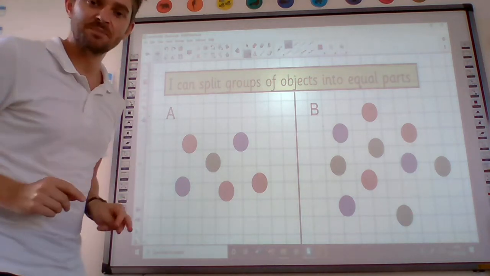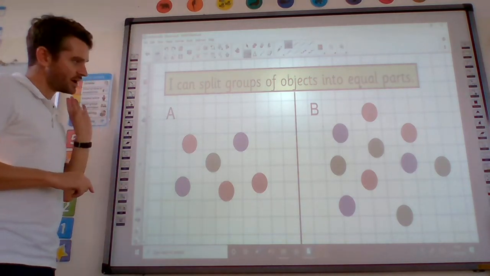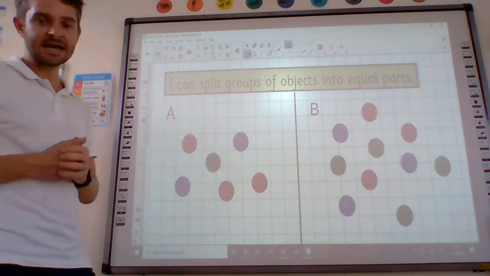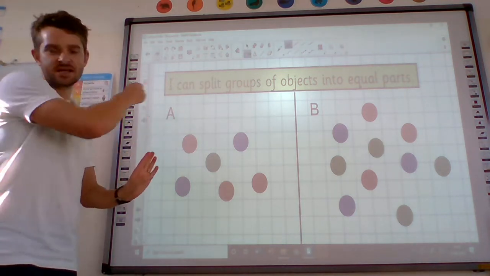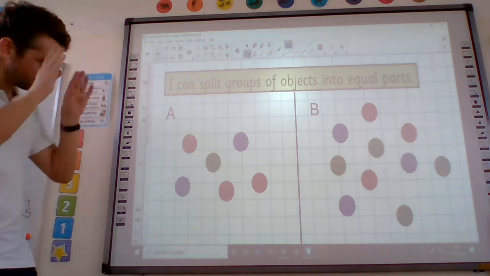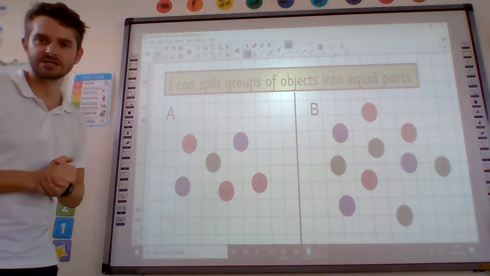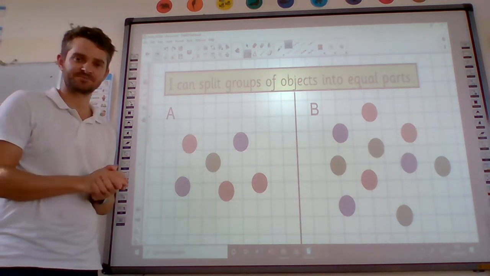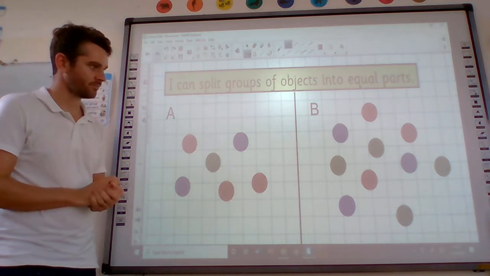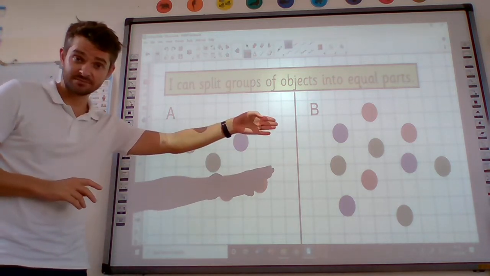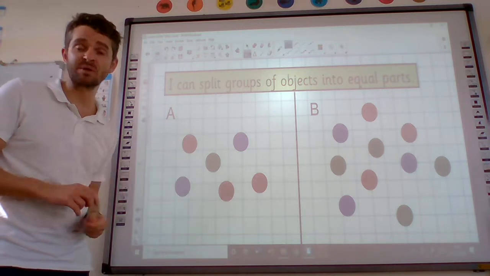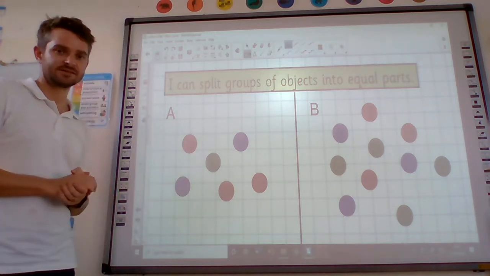Now you have a go. Pause the video, have a go at A, have a go at B, split them into two equal groups, and circle it. See if you can spot it on the screen what you need to do. Pause the video now. Have you done B? If you haven't, go and have a go at B, slightly more challenging.